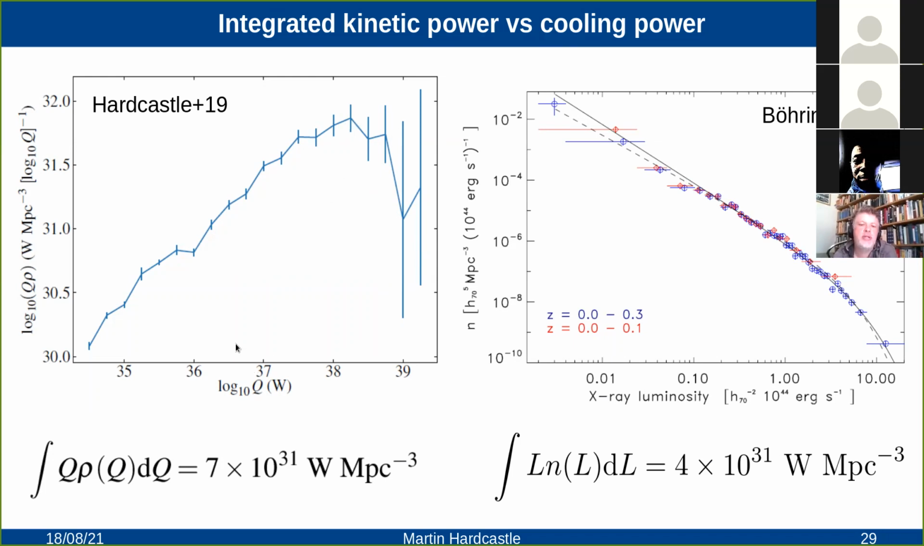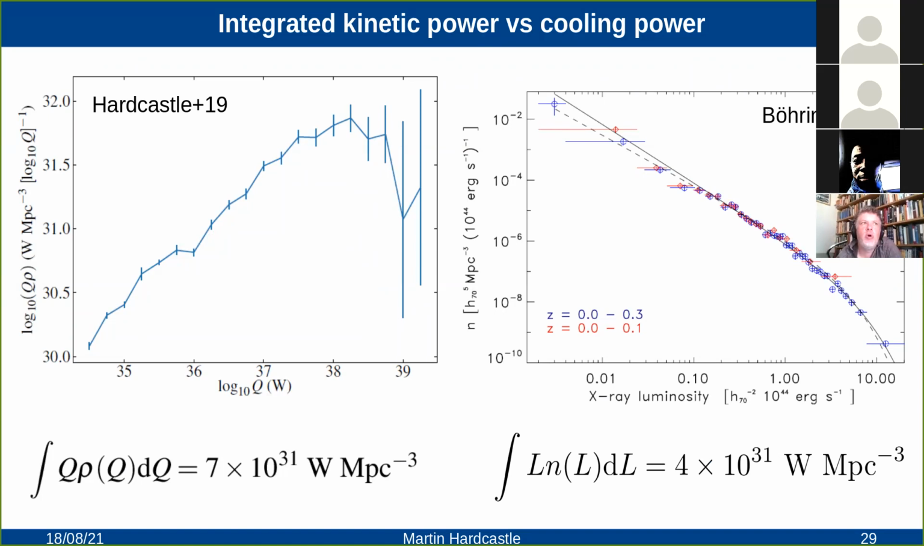Then you can just integrate this kinetic luminosity function, and that gives you a number in watts per cubic megaparsec, which is not a unit you often see, but it's telling you how much energy is being put into the external medium. Well, it's going up the jet in total, sorry. How much energy is going up the jet in total for all radio galaxies per cubic megaparsec in the local universe. Okay, and that's the answer, 7 times 10 to the 31 watts per cubic megaparsec.